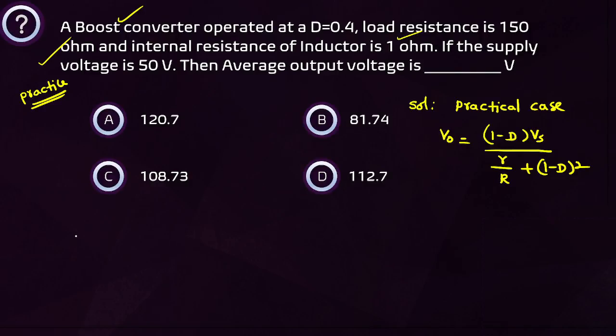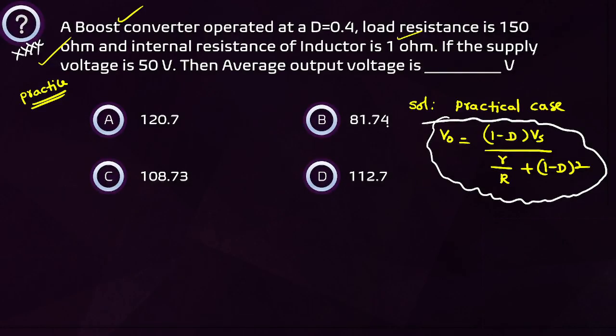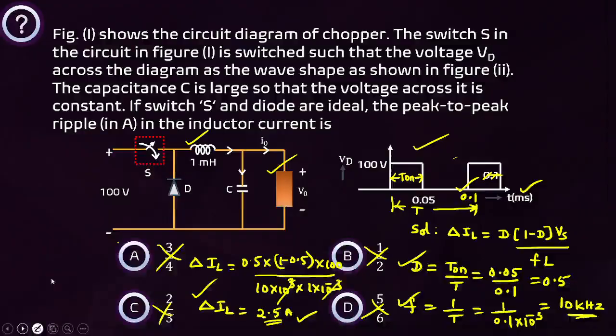This is the question based on the practical case of the boost converter. Try to solve this one. In the practical case of the boost converter, the average output voltage formula you know, (1 minus D) into Vs by (r by R plus (1 minus D) whole square). This is the practical case, friends.